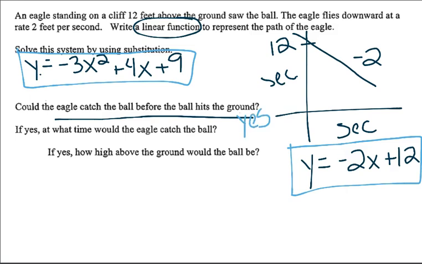At what time would the eagle catch the ball? Because I can barely see in my graph, I can see the graph kind of looks like this. So I'm looking for this point. Pretend like it's only touching. It looks like in my graph on my calculator that it's just barely touching.